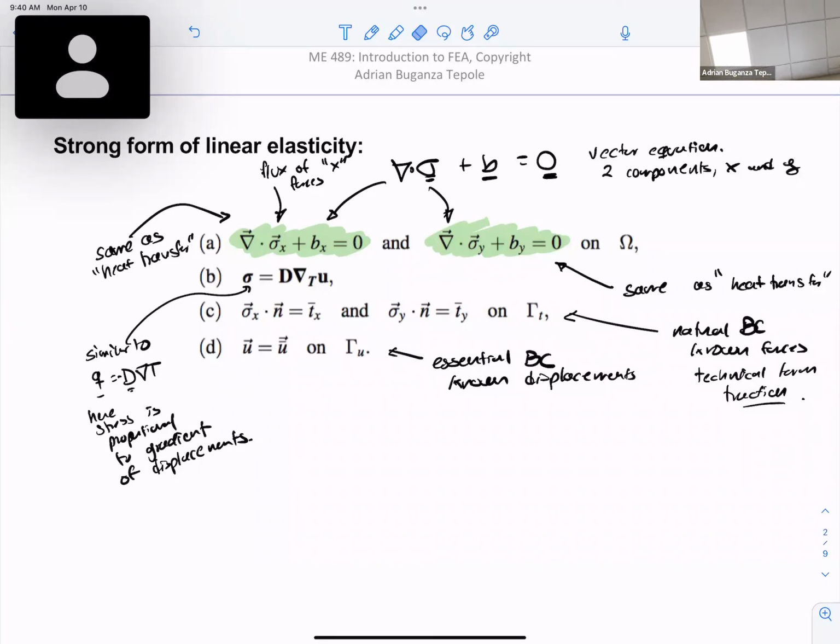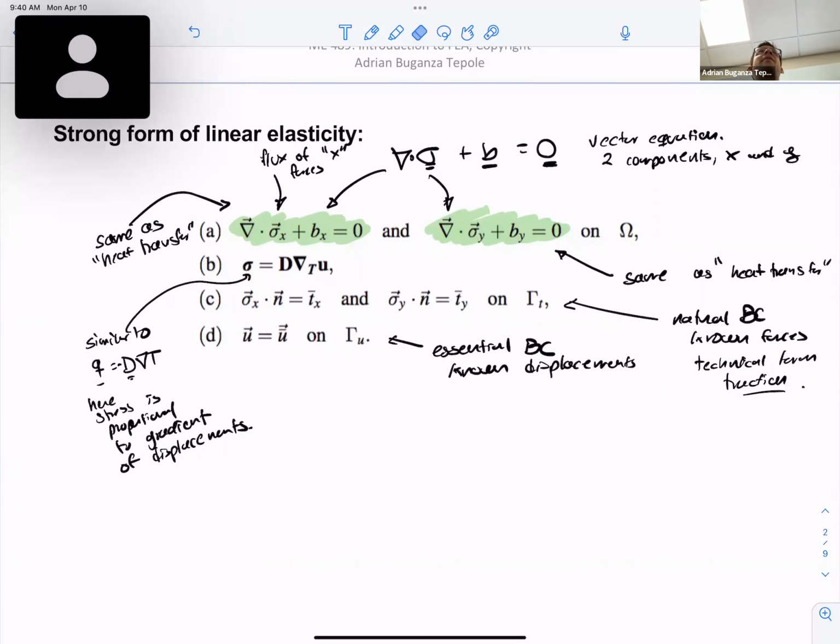And then again, we need a relationship between the stress and the displacements. Not exactly the same as the heat transfer problem, but similar structure. The stress is related to the gradients of the displacements. And then boundary conditions, either flux boundary conditions, meaning forces in this case, or essential boundary condition, meaning displacements. So overall, the elasticity problem is kind of solving two heat transfer problems at the same time. Questions about that?